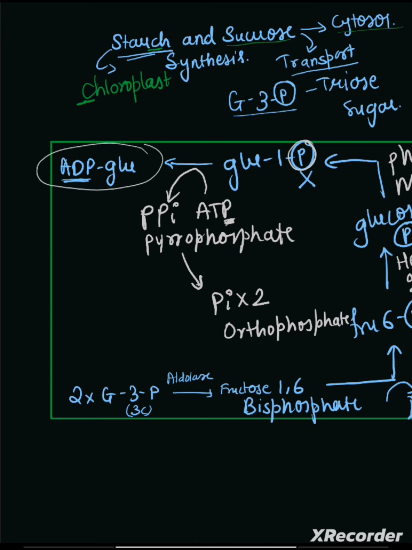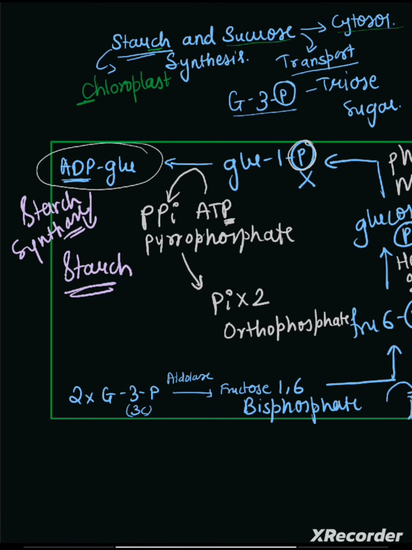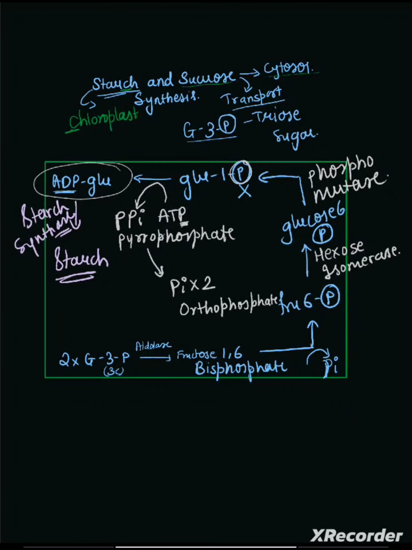Now this ADP glucose that I have can be easily converted to our final molecule there, that is starch. So this can be stored later. Now this is done by the starch synthase enzyme. Which is the enzyme that's acting here? Starch synthase. So this is basically the starch synthesis occurring in the chloroplast.